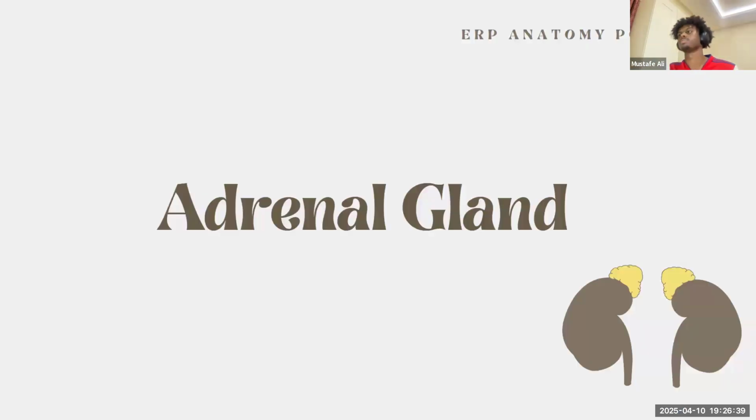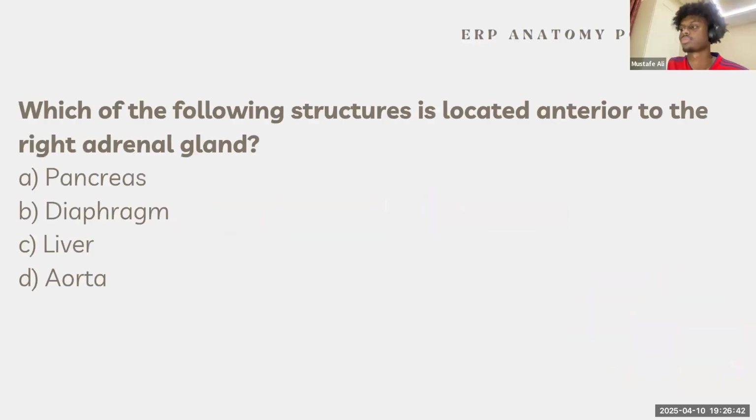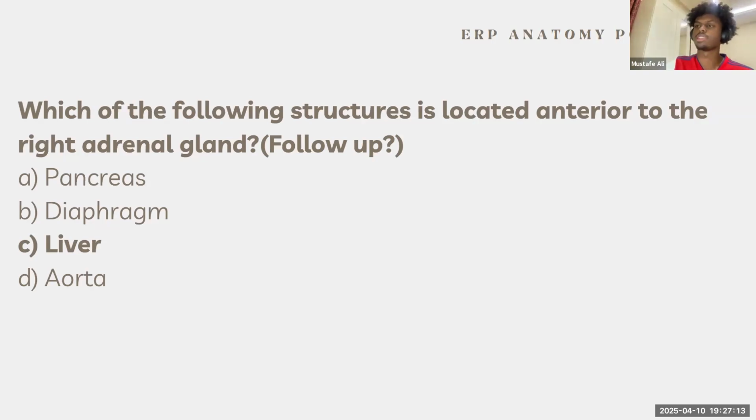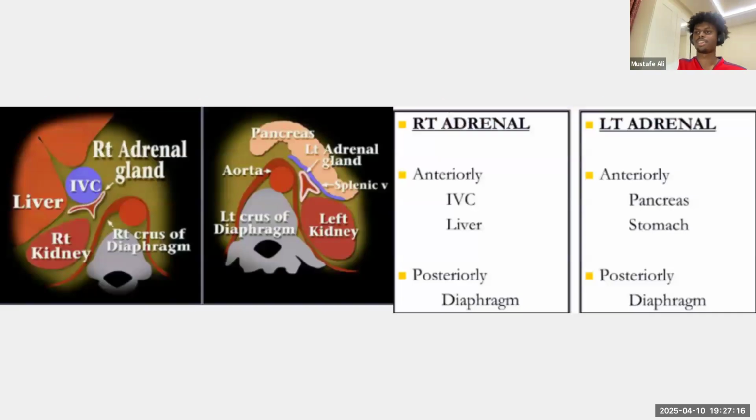Now let's move on. Now for the adrenal gland. Which of the following structures is located anterior to the right adrenal gland? The answer is C. There is also another structure that lies in front of the right adrenal gland alongside the liver. Does anyone know what that structure is? It is the IVC.